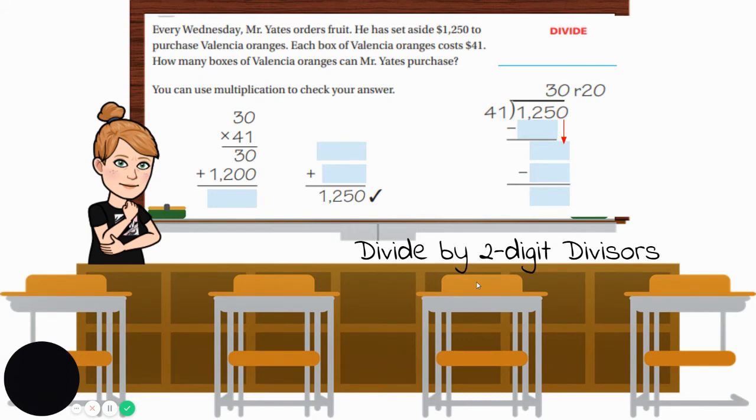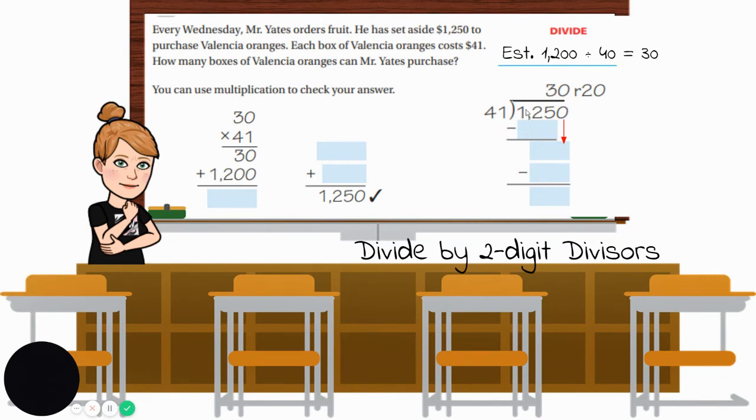Okay, here's another one. Every Wednesday, Mr. Yates orders fruit. He sets aside $1,250 to purchase Valencia oranges. Each box of Valencia oranges costs $41. How many boxes of Valencia oranges can Mr. Yates purchase? Okay, so we're going to estimate 1,200 divided by 40. Again, using compatible numbers.